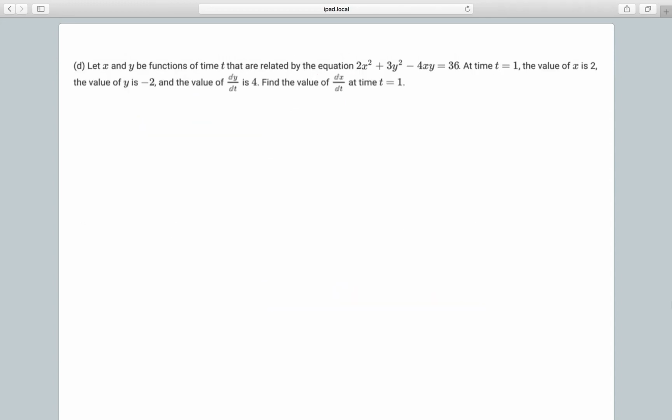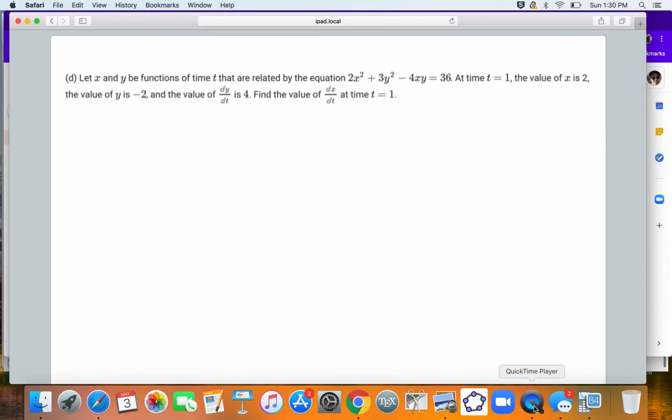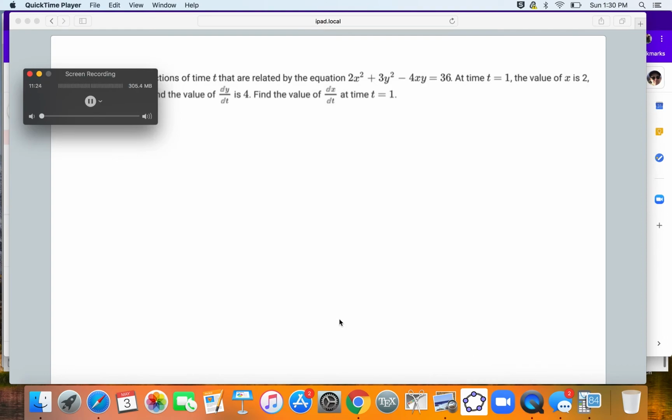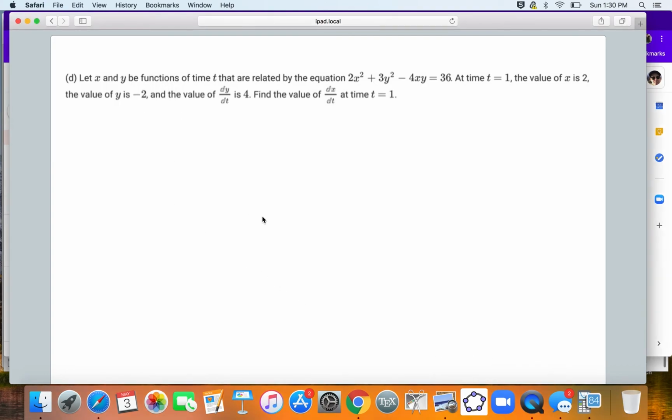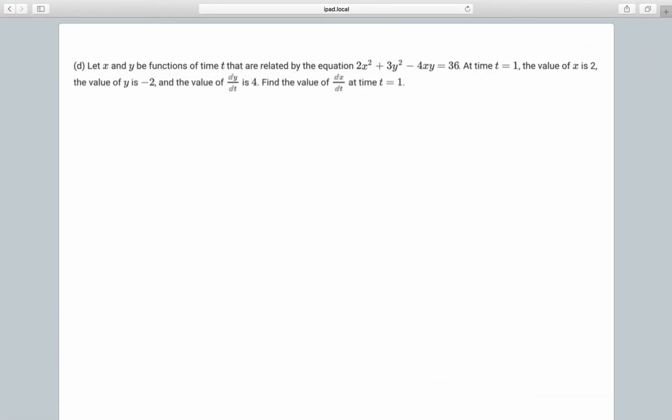So last part, let x and y be functions of t that are related by that original equation. At time t equals 1, the value of x is 2, the value of y is negative 2, and the value of dy/dt is 4. Find the value of dx/dt at time t equals 1. Okay, so this one sounds kind of crazy. It's not too bad, though. Here's what they're saying. They're saying both x and y are functions of time.